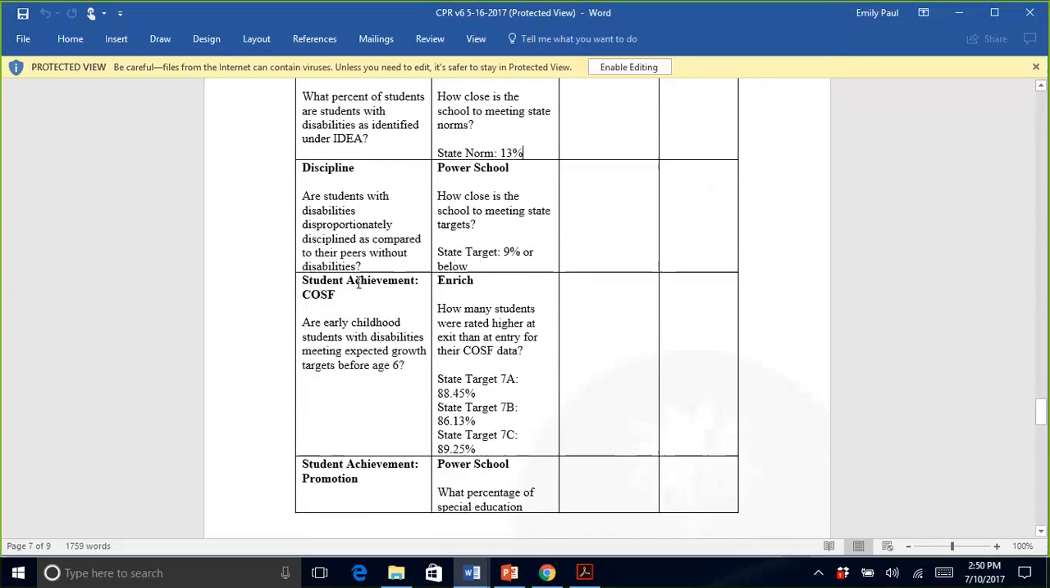For discipline, we're going to look at whether students with disabilities are disproportionately disciplined as compared to their peers without disabilities. So again, we're going to look at students with disabilities and their discipline record. We're going to start a conversation and compare you to the baseline for the state. So if you're way above or way below, we're going to ask, why is that and what can we do to change it?